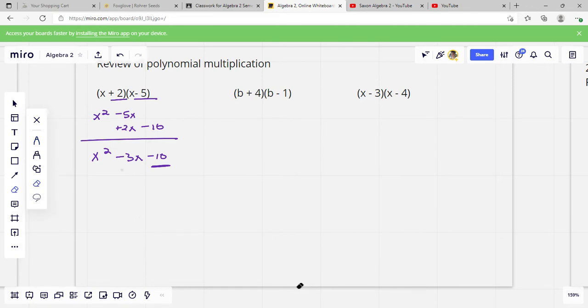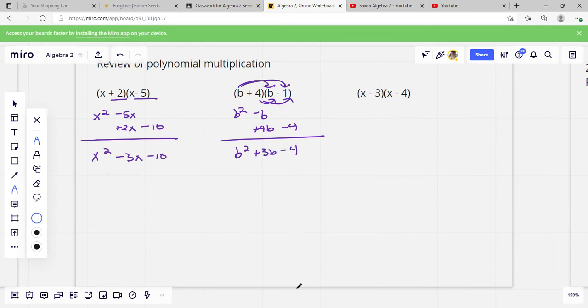Okay, so let's try another one. You'll see how that works again. So b times b would be b squared. B times negative 1 is negative b. B times 4 would be positive 4b. And then 4 times negative 1 would be negative 4. Now when we put those together, we're going to get b squared plus 3b minus 4, because 4 and negative 1 would be positive 3. So if we look at that, we can see that if we add these together, 4 minus 1, we're going to get 3. And if we multiply them, 4 times negative 1, we're going to get negative 4.